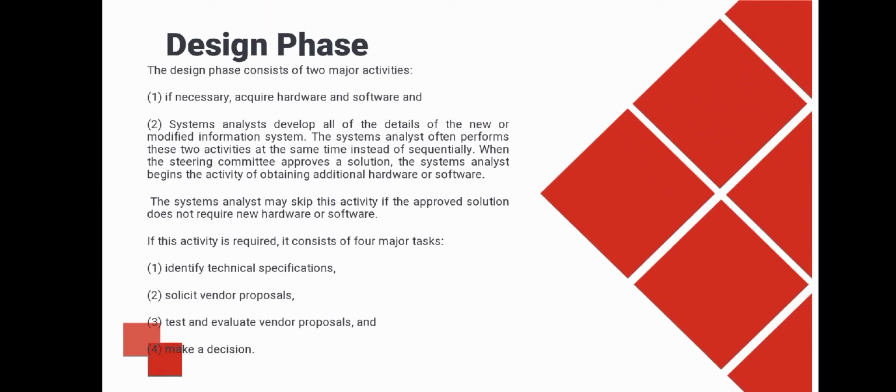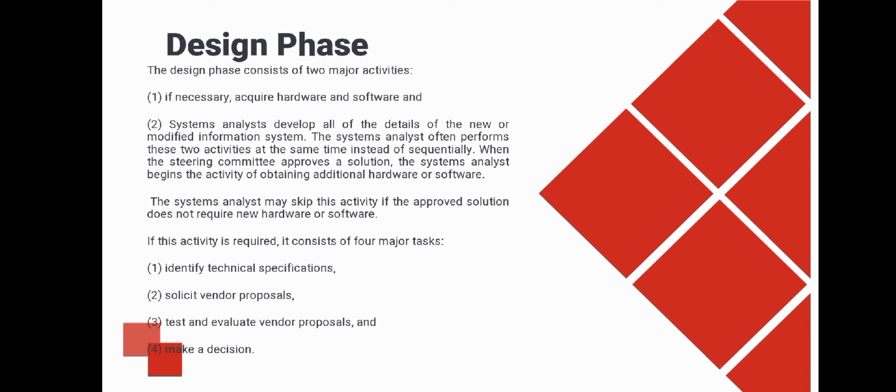Design phase. The design phase consists of two major activities. One, if necessary, acquire hardware and software, and two, system analysts develop all the details of the new or modified information system. The system analysts often perform these two activities at the same time instead of sequentially. When the steering committee approves a solution, the system analysts begin the activity of obtaining additional hardware or software. The system analyst may skip this activity if the approved solution does not require new hardware or software.